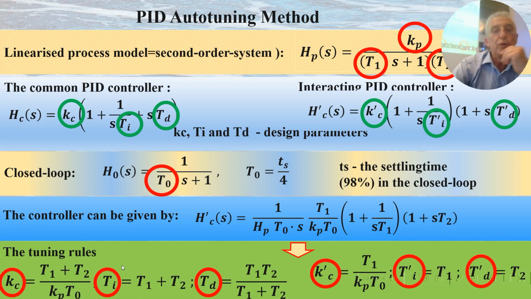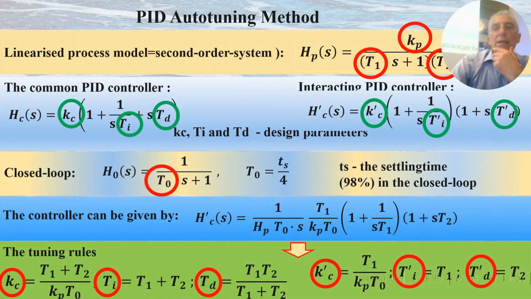And how to tune this parameter, but we need the process parameters. That means Kp, T1, and T2. It's a second order model. That means it has a gain and two time constants, T1 and T2. To identify these parameters, we need to perform some experiments.